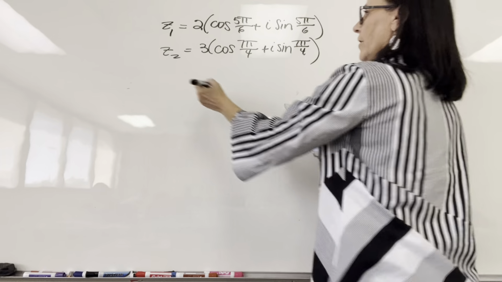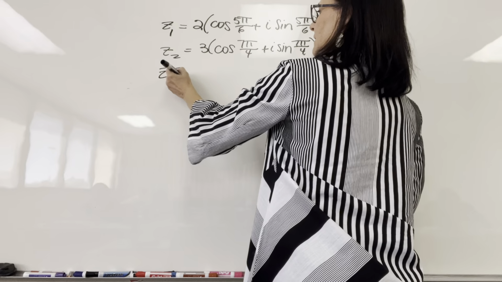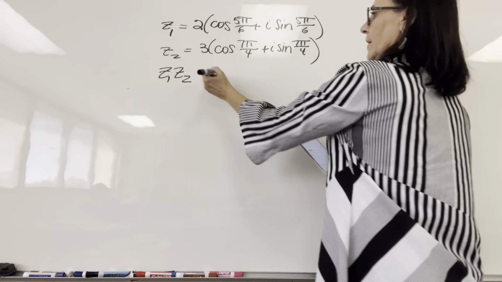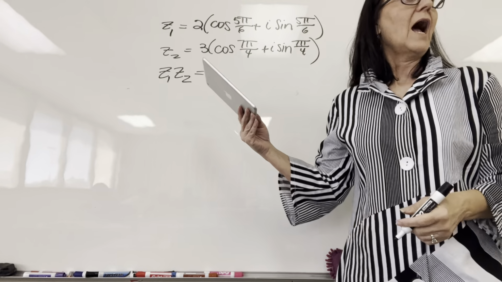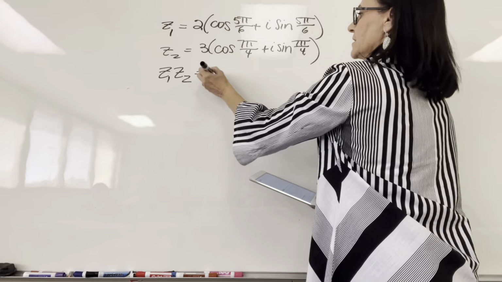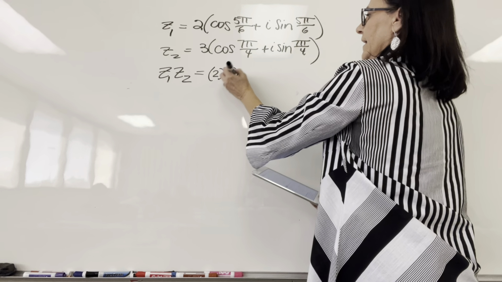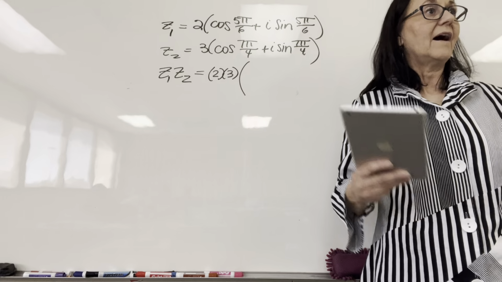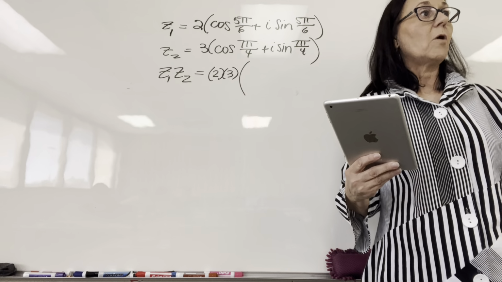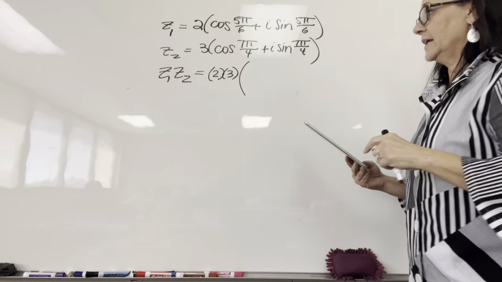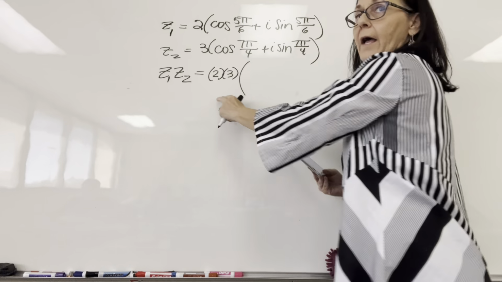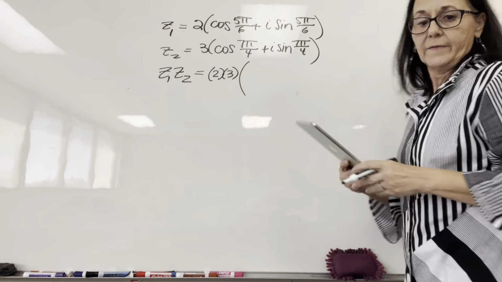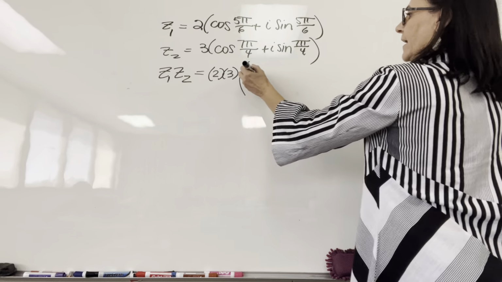And the instructions are to find Z1 times Z2. For the moduli, I'm multiplying. It's going to be 2 times 3 on the outside of the big parentheses, because multiplication on the inside is only addition. On the outside, we're multiplying our moduli. On the inside, we are adding our thetas.